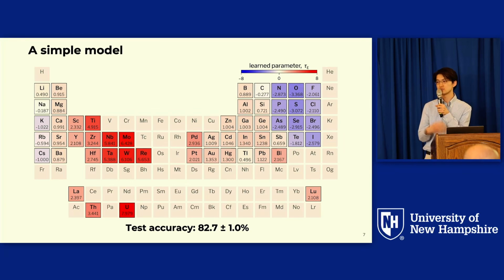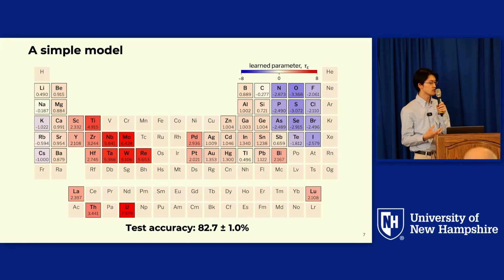To make a diagnosis using this model, for a given material, you just look up the parameters for the constituent elements and calculate their weighted average according to the chemical formula. Then looking at the sign of this weighted average gives you a heuristic diagnosis of whether the material is topological or not topological. We can illustrate this with two example materials.